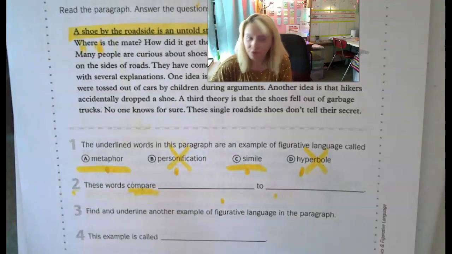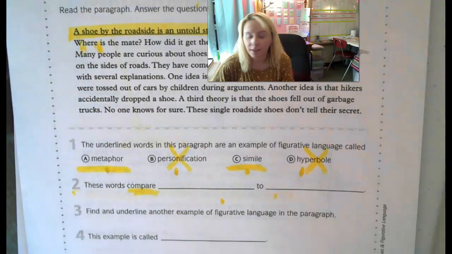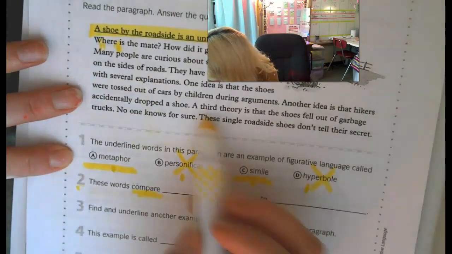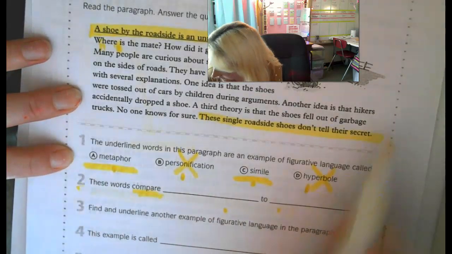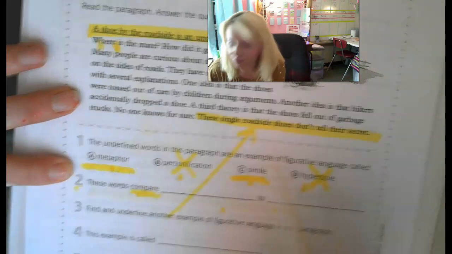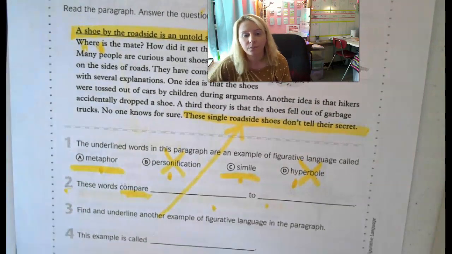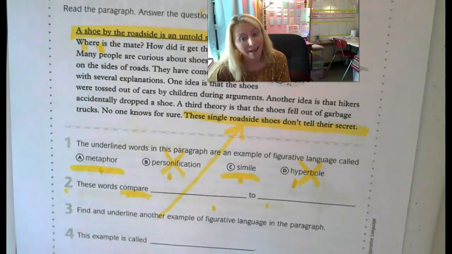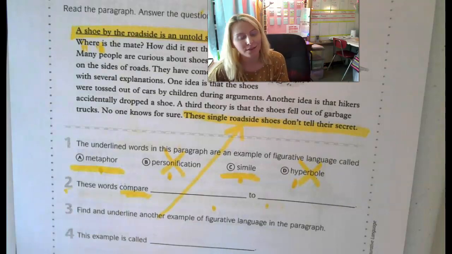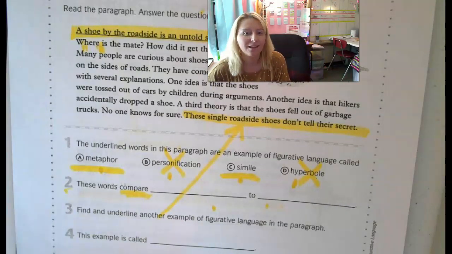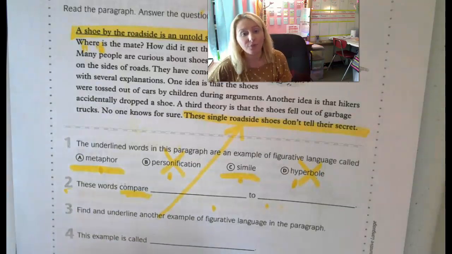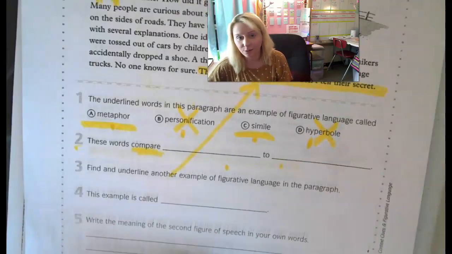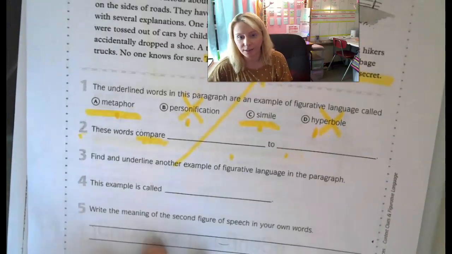All right, number 3 wants us to highlight another example, and that is this right here. So that takes care of number 3. These single roadside shoes don't tell their secret. Well, shoes can't tell us anything, and they certainly don't keep secrets. So this is figurative language. It's not literal, and we need to figure out which type it is.